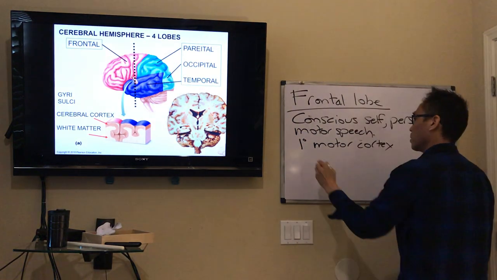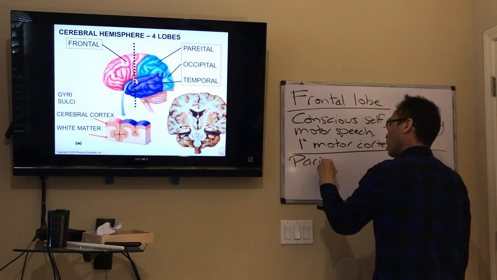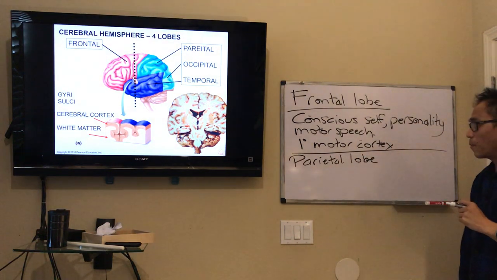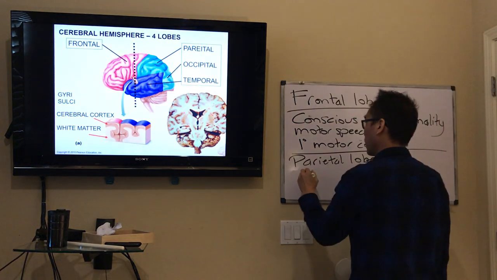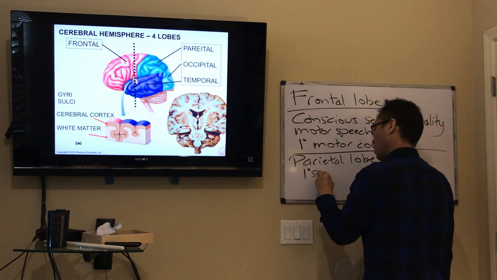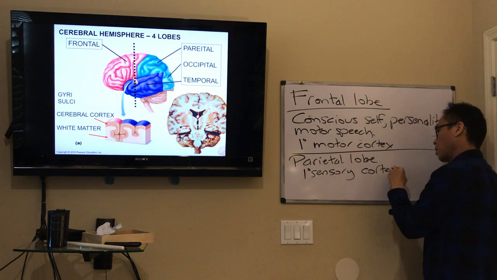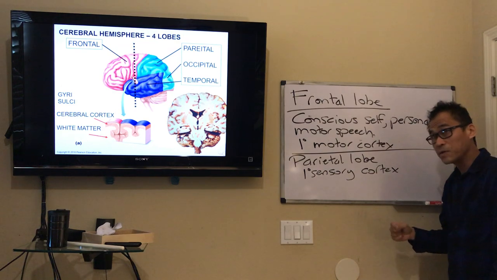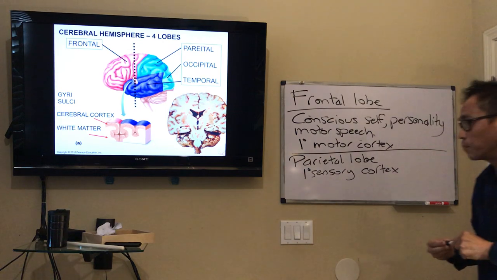Parietal lobe. Well, the parietal lobe, that actually has your primary sensory cortex for feeling. Your primary motor cortex, move your whole body. The primary sensory cortex, you feel your whole body. Okay? That's basically it.